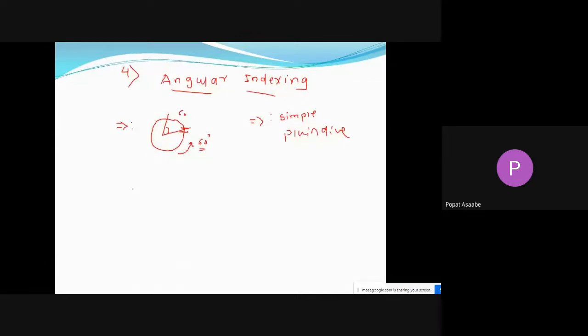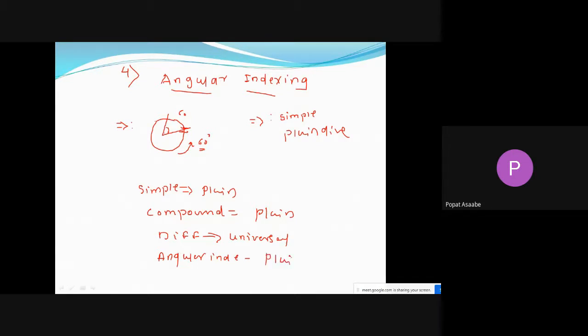You have to remember: for simple indexing, which dividing head do we use? The plain or simple one. For compound indexing, again we use the plain or simple dividing head. For differential indexing, which dividing head do we use? The universal dividing head. Remember that point, because there may be a chance of an MCQ on it. And for angular indexing, we again use the plain dividing head.